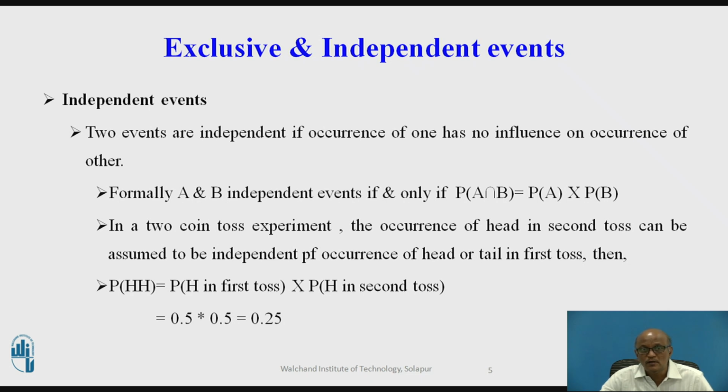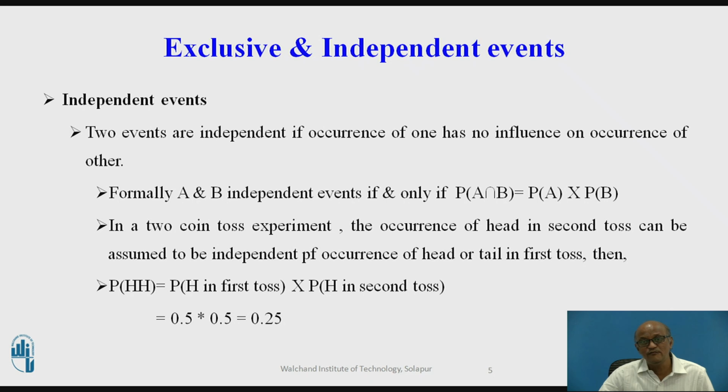Let us focus on this particular slide, that is, what is an independent event and what is an exclusive event. Two events are said to be independent if the occurrence of one has no influence on the occurrence of the other. Even if the first event occurs, we will not be able to make any improvement in the predictability of B, if A and B are independent.